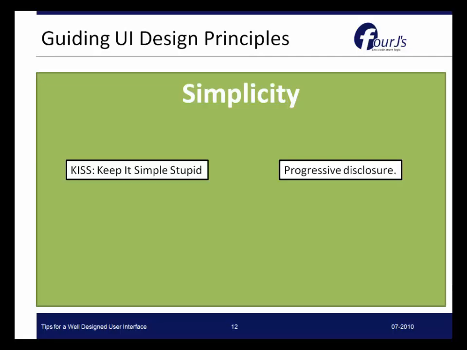Simplicity. The KISS standard, keep it simple, stupid, and progressive disclosure. Progressive disclosure simply means giving the user more information as they need it. So the more simple you can keep your design, the better. You always want to err on the side of making something less complex for them and easier to use.